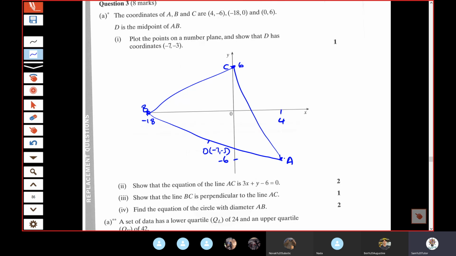Do you know how to find the gradient for this? What must you use? You can't obviously differentiate. For A, C, you've got to use your y2 minus y1 on x2 minus x1. That's the gradient you want.